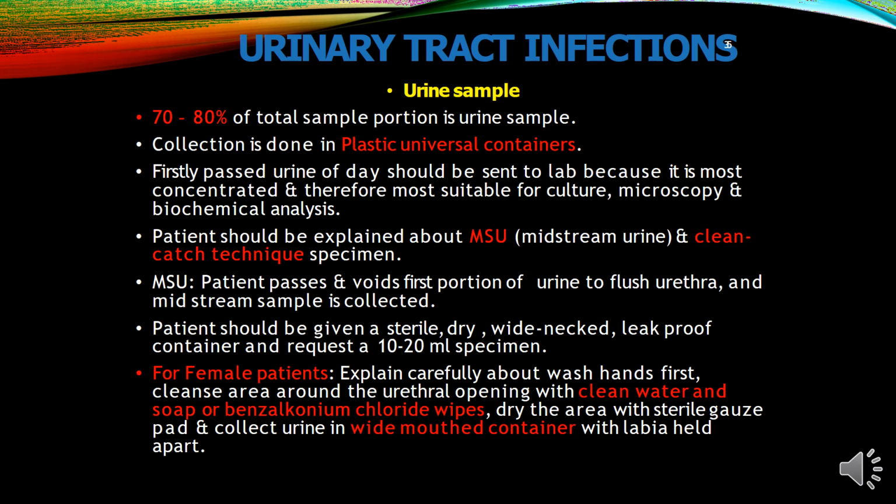Patients should be explained about midstream urine and clean catch technique specimen. Midstream urine: the patient passes and voids the first portion of the urine to flush the urethra, and the midstream sample is collected. Patient should be given a sterile, dry, wide neck, leak-proof container and asked for a 10 to 20 ml sample.